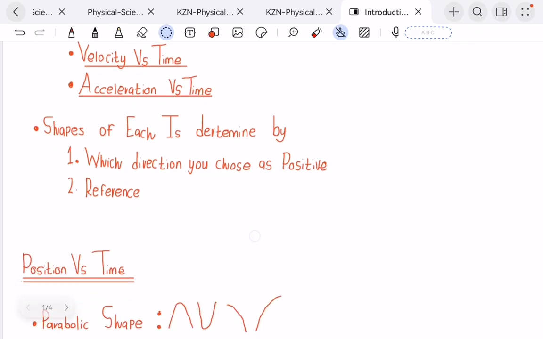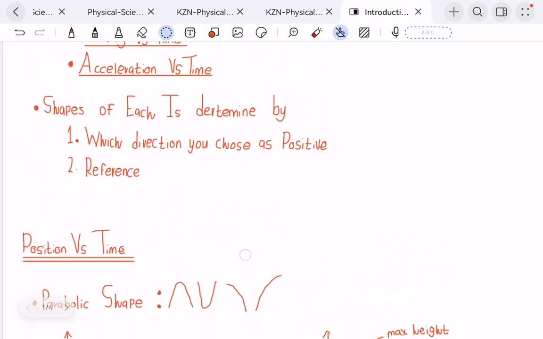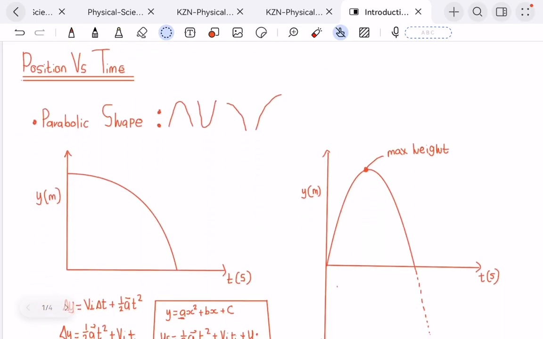And then the first graph that you're going to do is the position versus time graph.